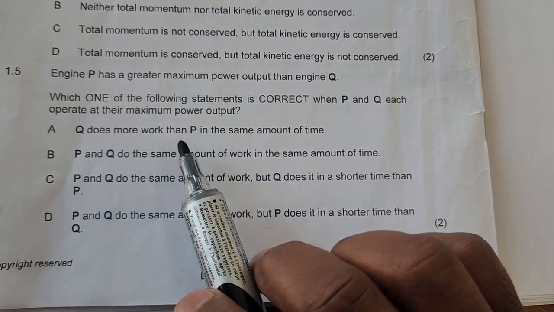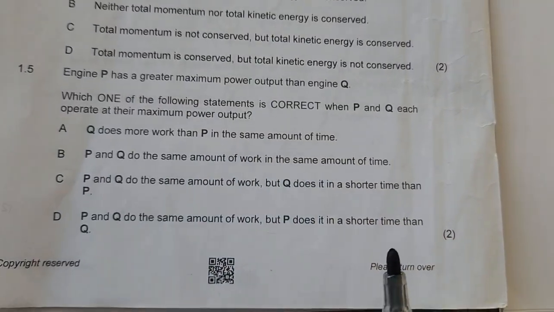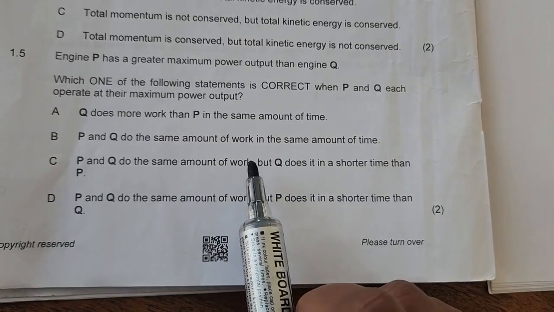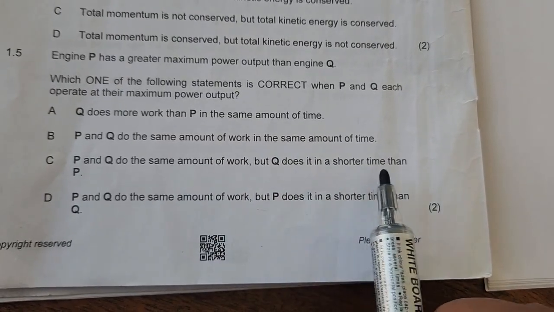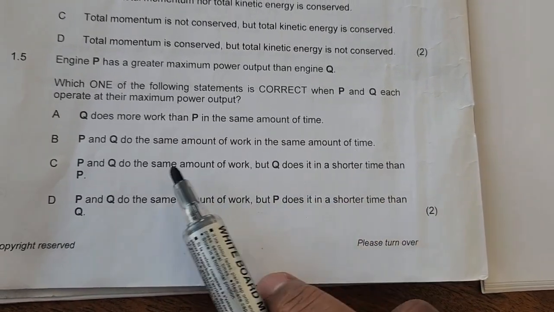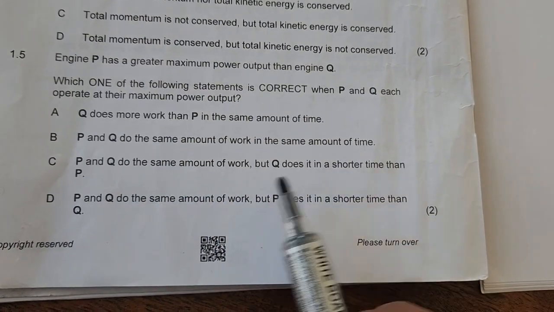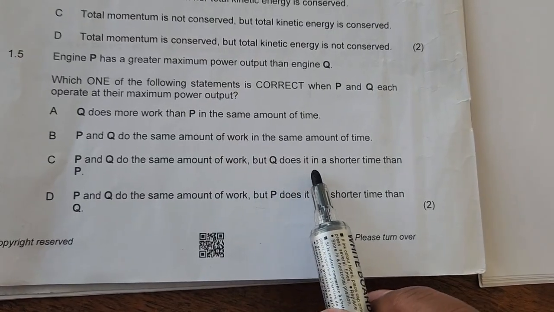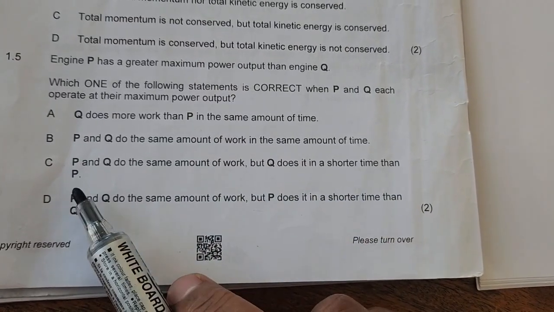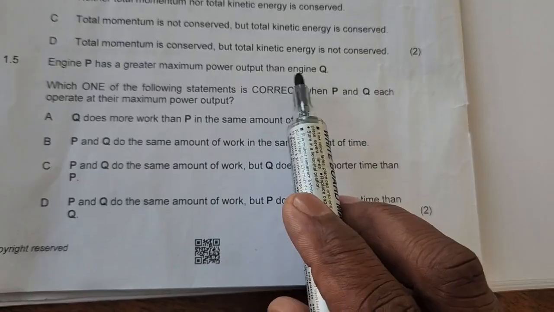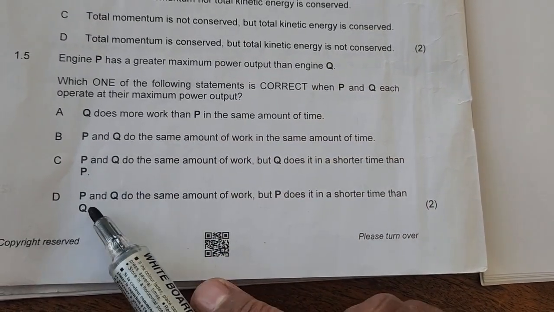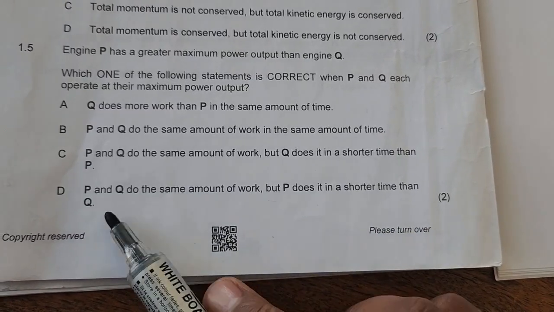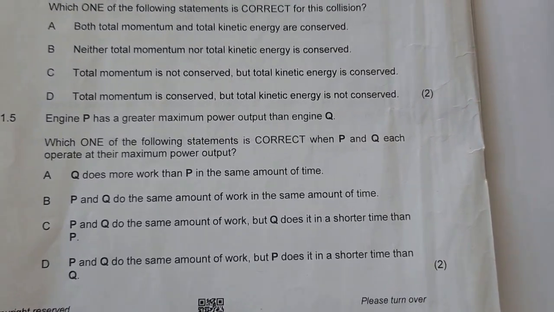Q does more work than P in the same amount of time? No. P and Q do the same amount of work in the same amount of time? No. They can do the same amount of work but not in the same time. P and Q do the same amount of work, yes, but Q does it in a shorter time than P? No, because remember Q is less than P. P and Q do the same amount of work, but P does it in a shorter time than Q, that is the best one. So it will be D.